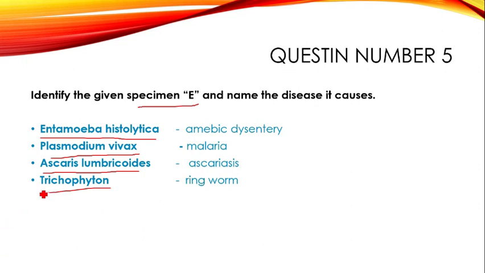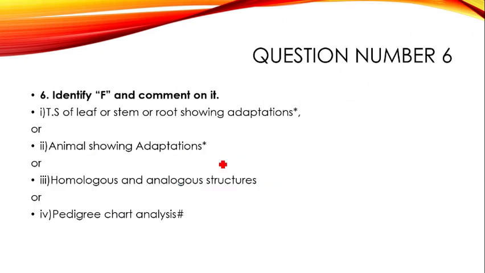For this, what we have to do? First you have to identify the name, you have to write the name, for that 1 mark. Then you have to identify the disease which is caused by that pathogen, for that 1 mark, total 2 marks. That is about the 5th question.